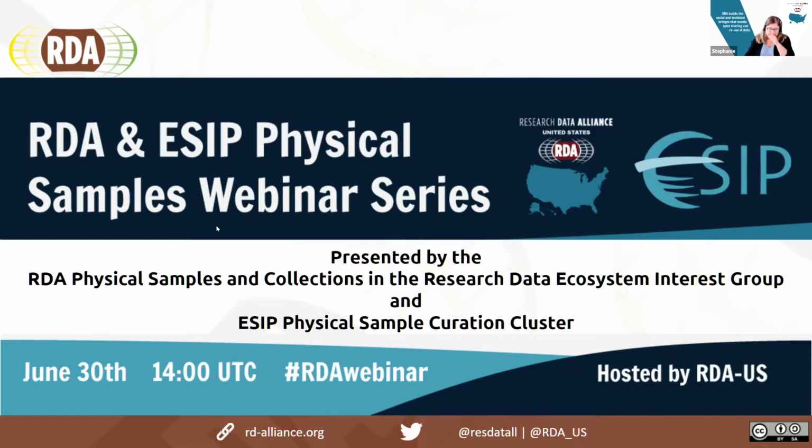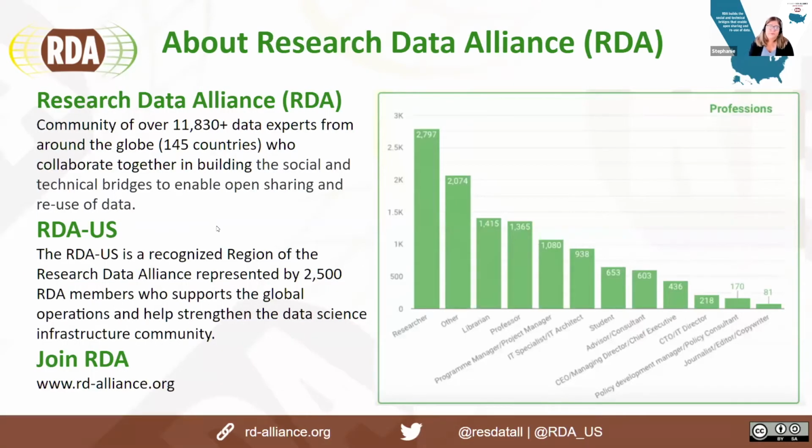My name is Stephanie Hagstrom, and I am the Director of Community Development at the Research Data Alliance US. I'll give you a little background about the RDA. The Research Data Alliance is a community of over 11,500 data experts from around the globe who collaborate in building the social and technical bridges to enable open sharing and the reuse of data. The RDA US is a recognized region of the Research Data Alliance, represented by 2,500 members that support the global operations and help strengthen the data science infrastructure community. If you're not already an RDA member, we really encourage you to join, and we hope that you'll take part in this very vibrant community.